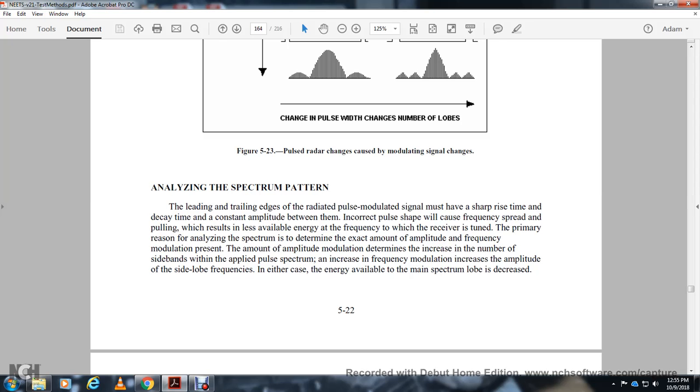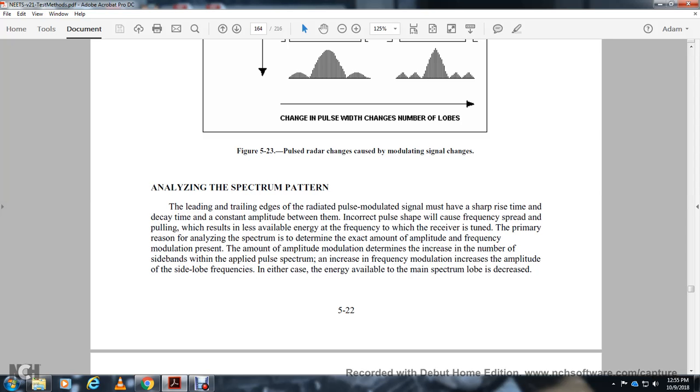Analyzer spectrum pattern. The leading and trailing edges of the radar radiated pulse modulating signal should have a sharp rise time and decay time, with constant amplitude between them. An incorrect pulse shape results in a frequency spread and a loss of the available energy at the frequency of the receiver. The primary reason for the spectrum analyzer is to determine the exact amount of amplitude and frequency modulation. The amount of amplitude modulation determines the increase in the number of sidebands applied to the pulse spectrum.